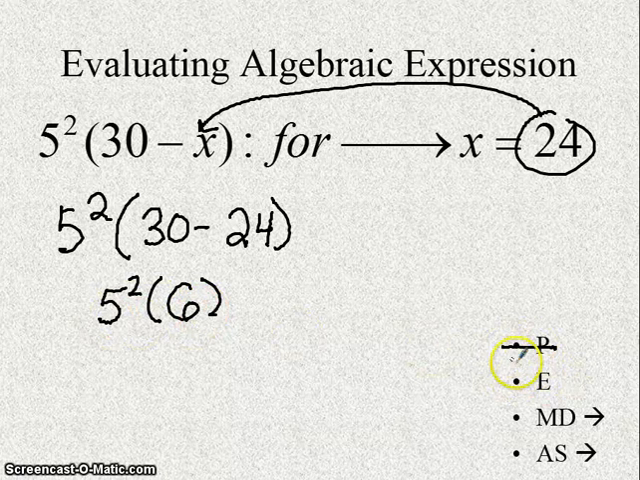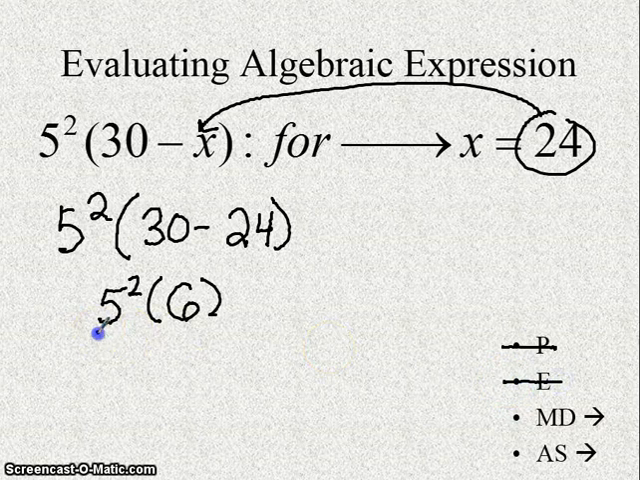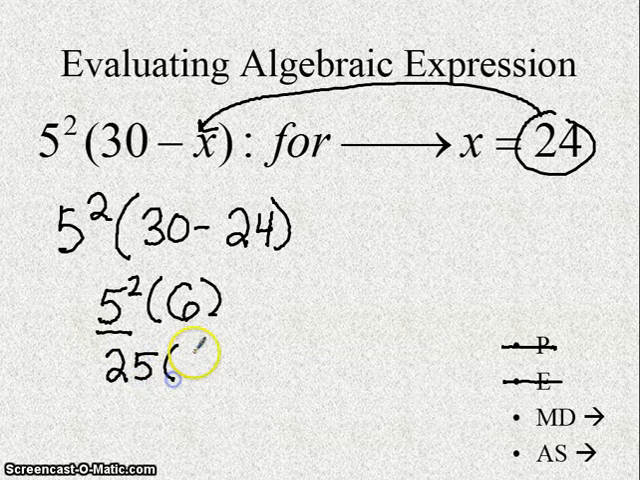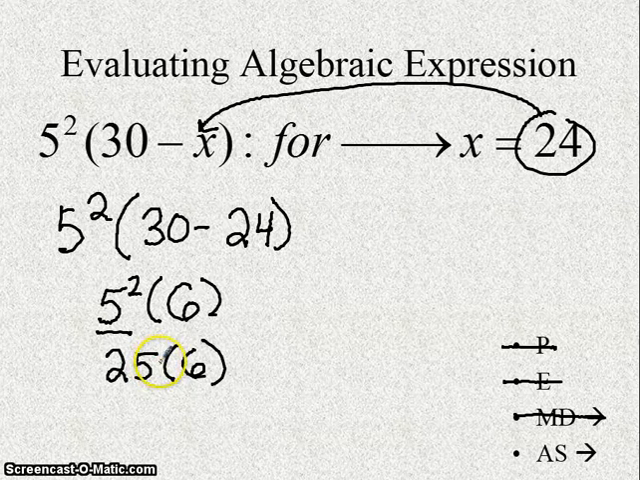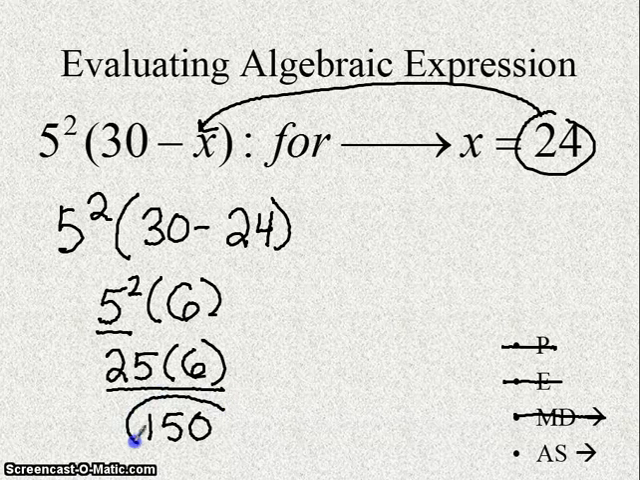Do we have any more parentheses that need simplified? And the answer is no, because there's only one number inside. Do we have any exponents? Yes. 5 squared means 5 times 5, which is 25. So we have 25 times 6. Do we have any multiplication or division? Yes, we only have one multiplication problem to finish with this expression. 25 times 6. Think 6 quarters, 150. So this expression has a value of 150.